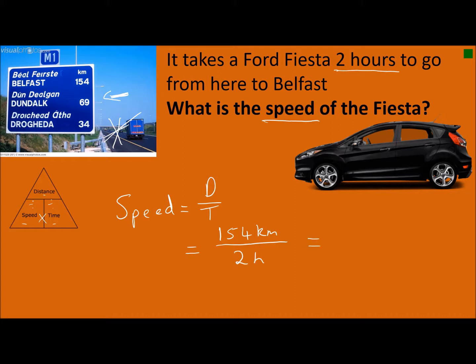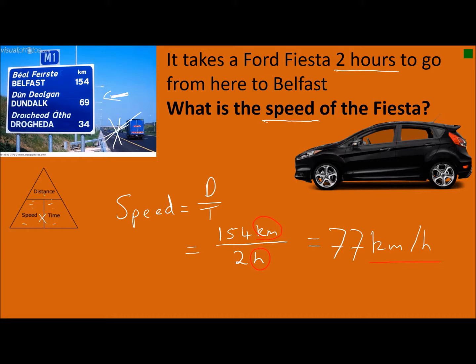Alright, underline our keywords, take our time and work it out. 154 divided by 2. I have my calculator handy, you should have yours too. 77. And if you write 77 and leave it, there'll be trouble. It's 77 kilometers per hour. The units from the top divided by a slash the units from the bottom. Kilometers slash hour, or kilometers per hour, as we know it.